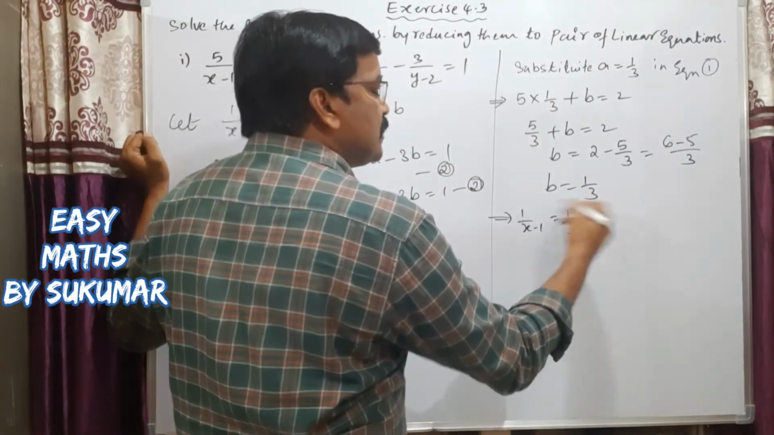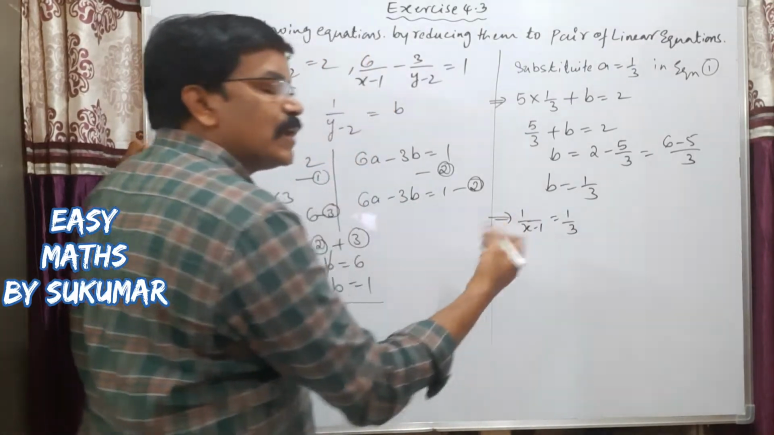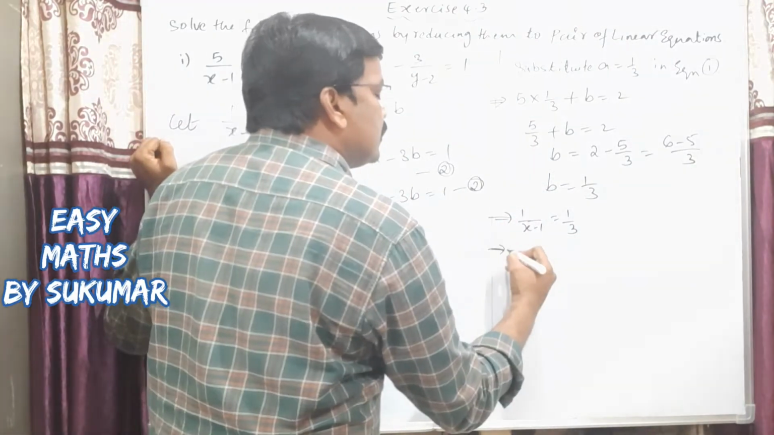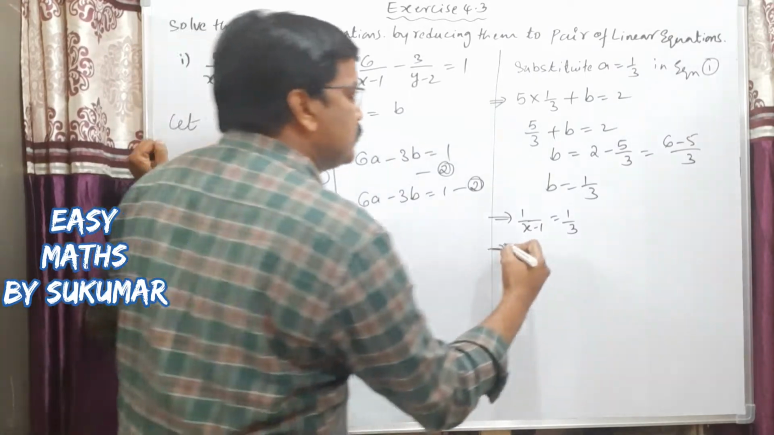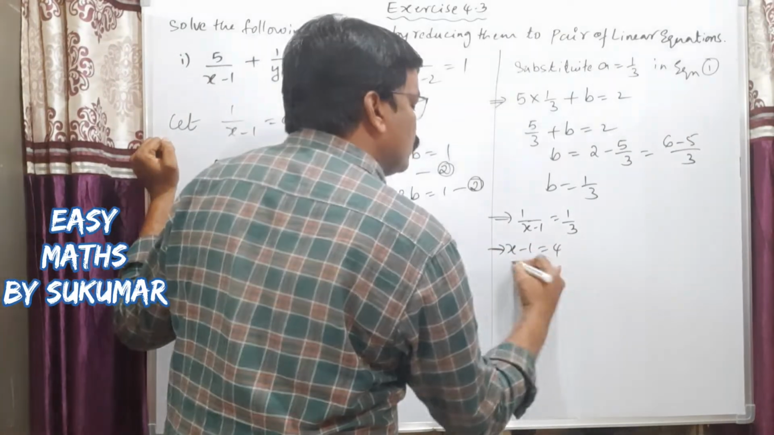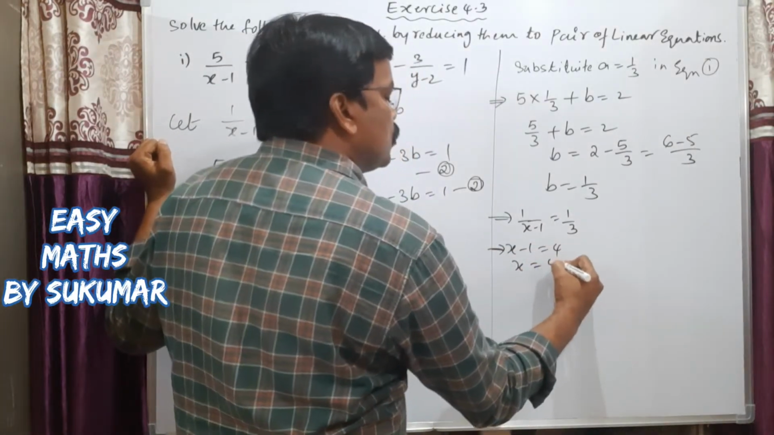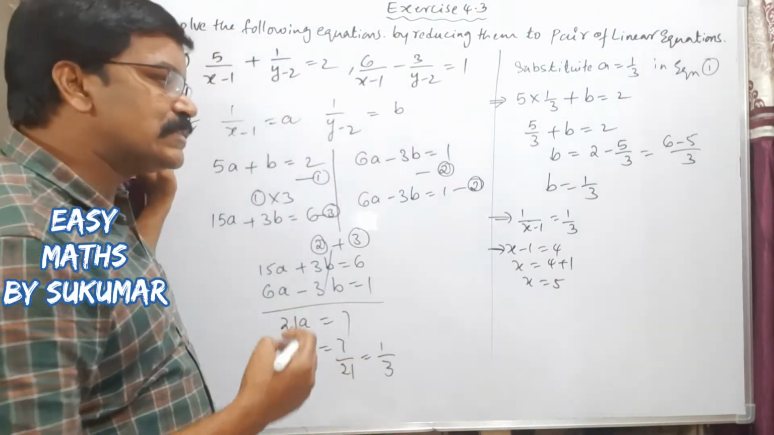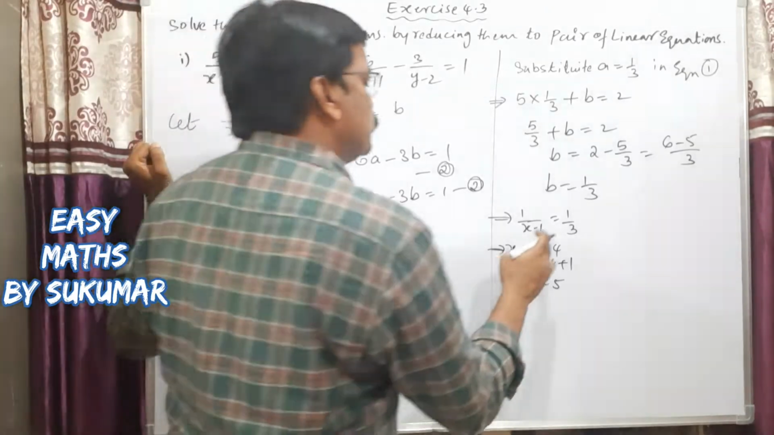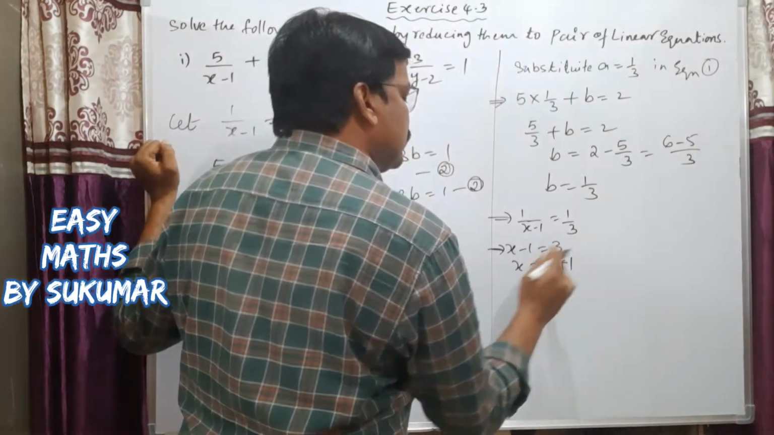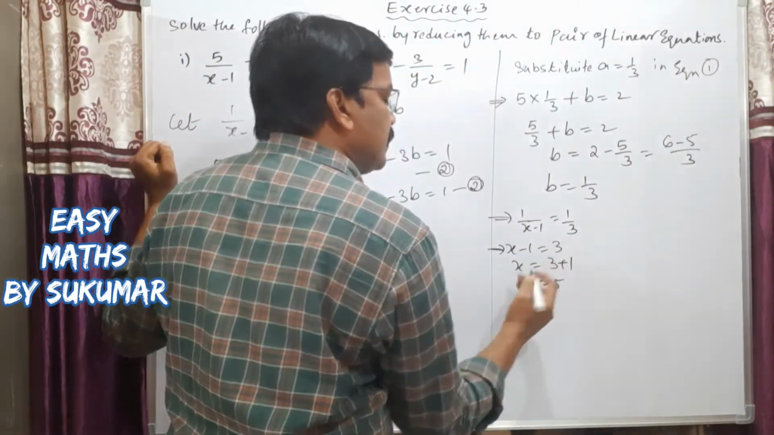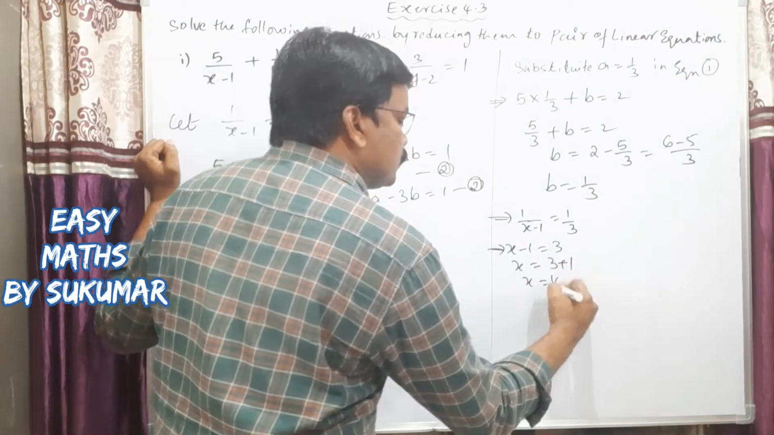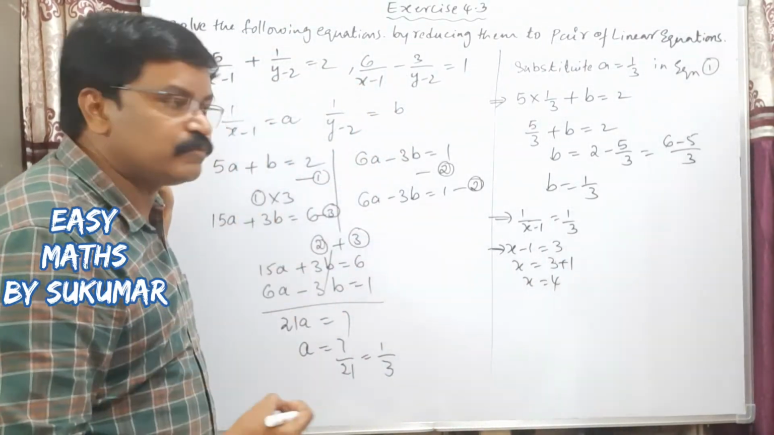So the numerators are equal and the two fractions are equal. Therefore we can equalize the denominators. That means x minus 1 is equals to 4. So x is equals to 4 plus 1, that is equals to 5. So the value of x is equals to what? Sorry, x minus 1 is equals to 3. So x is equals to 3 plus 1. So this is equals to 4. So x value is equals to 4.